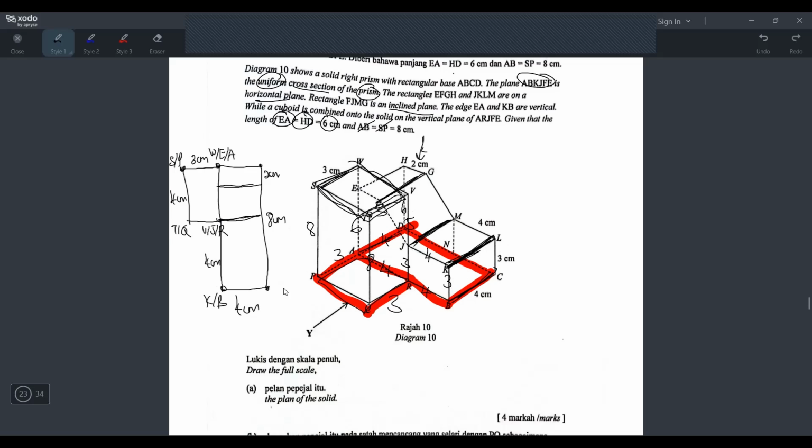And then this point will be L, or C. And then this one is MN. Okay, I think this 8 cm you should erase it, and then write MN here.